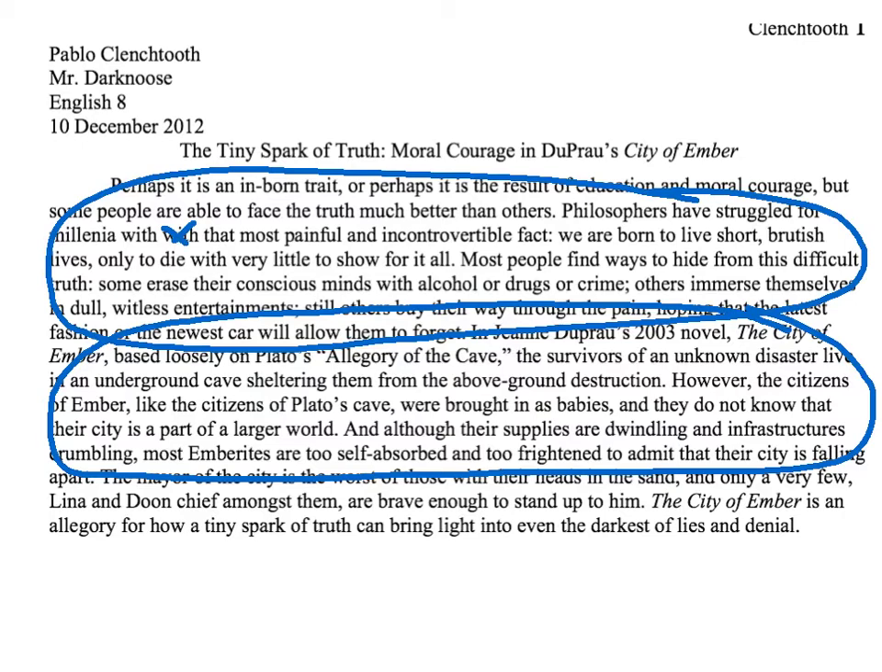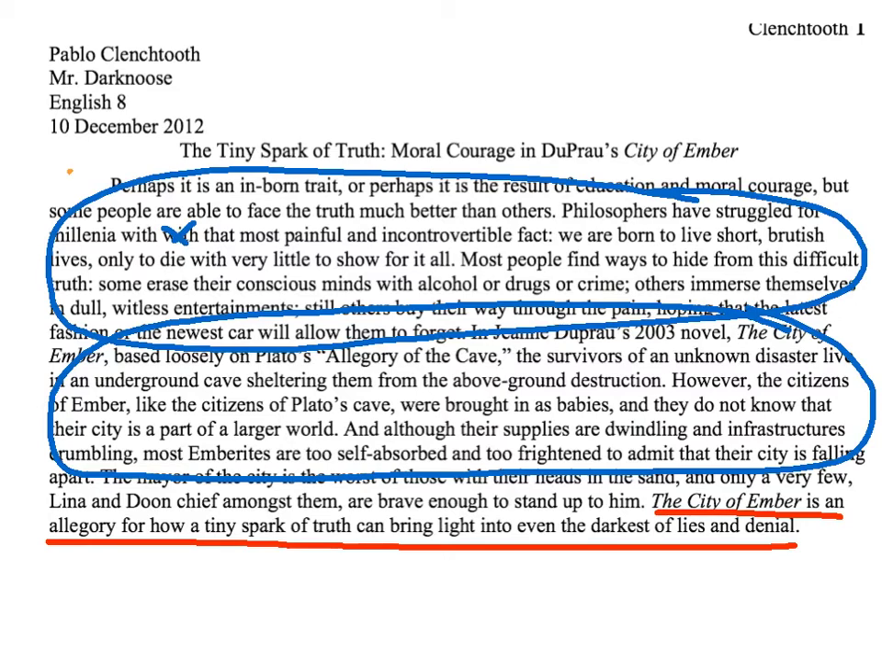The mayor of the city is the worst of those with their heads in the sand, and only a very few, Lena and Doon chief amongst them, are brave enough to stand up to him. The City of Ember is an allegory for how a tiny spark of truth can bring light into even the darkest of lies and denial. So there it is. There's my very specific claim. That right there in red is the promise that I am making to my readers. I promise you, dear reader, that the rest of my essay is going to be dedicated to arguing this point.